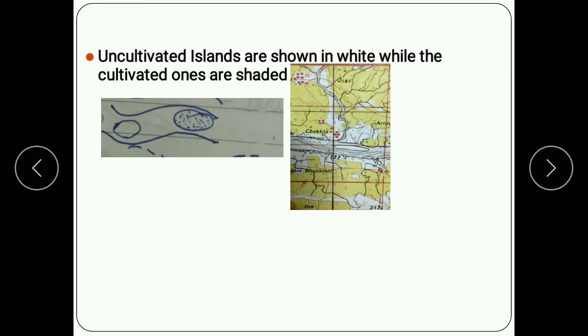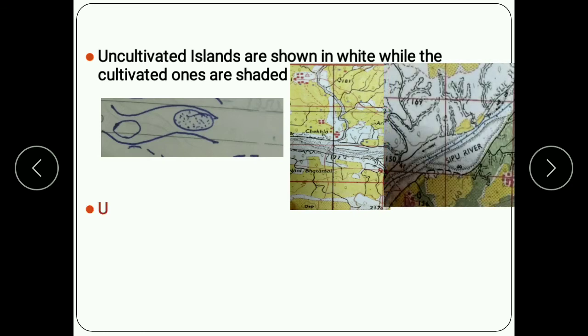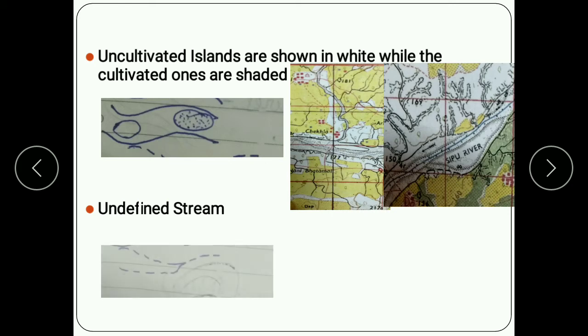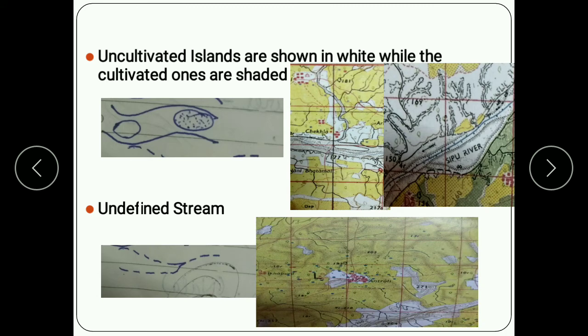Next, undefined stream. Undefined streams are the streams which are shown in a dotted manner and broken chain. Like so many dry streams you can see, but there will be some streams which are the broken ones. So that is an undefined stream. As you can see in the topographical map, there are so many undefined streams which do not have their destination. They are just left barren. So these are the undefined streams.